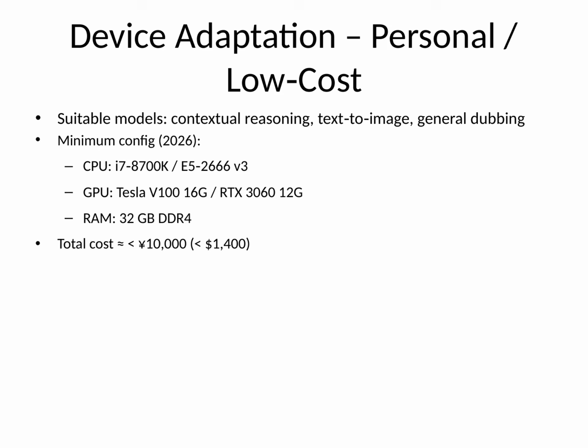For individuals or budget-conscious users, a low-cost personal setup can still be very capable. Suitable model types at this level include contextual reasoning, text-to-image generation, and general voice dubbing. A practical minimum configuration in 2026 might include a mid-range multi-core CPU, around 32 gigabytes of DDR4 memory, and a GPU such as a used data center card or a mid-range consumer model with around 12 to 16 gigabytes of VRAM. This level of hardware is often enough to run quantized language models, create images, and experiment with audio tools.